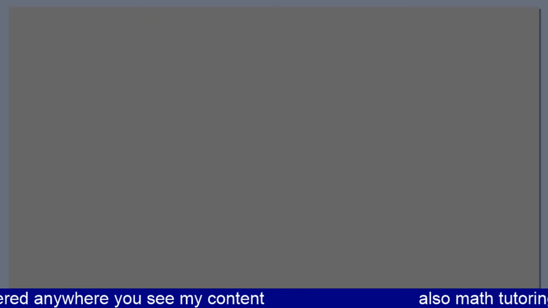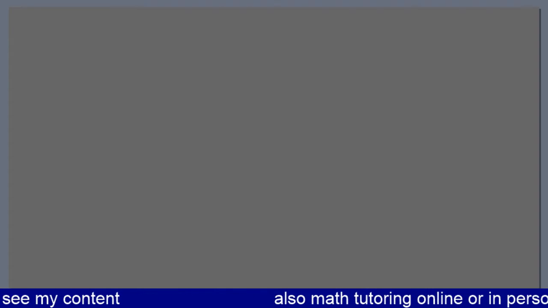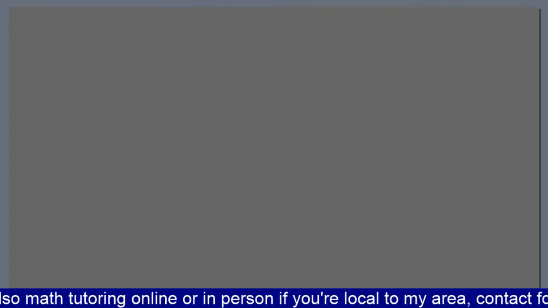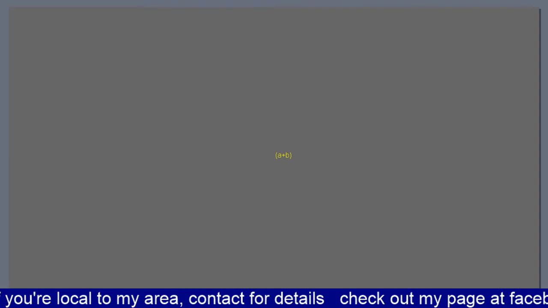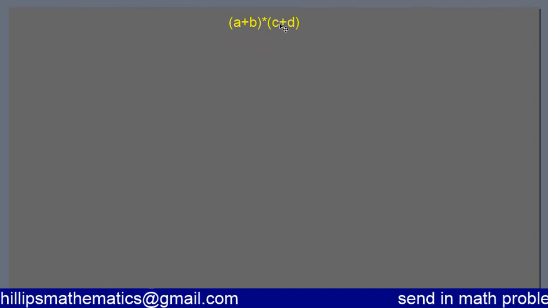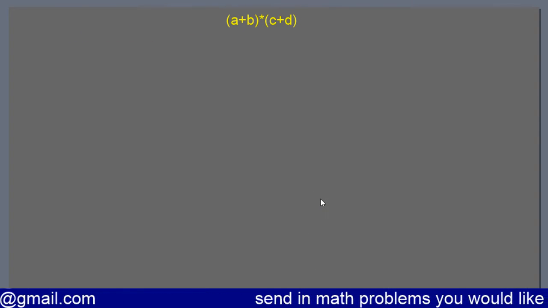Quick video on one of my favorite little concepts to explain: where so-called FOIL multiplication comes from and why it works. So the idea is that we frequently get this important algebraic idea involving how we multiply something like this. Okay. So you have something of the form a plus b times c plus d, and we want to know how to multiply that.